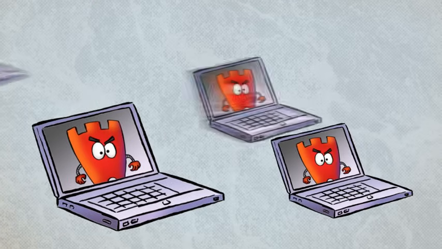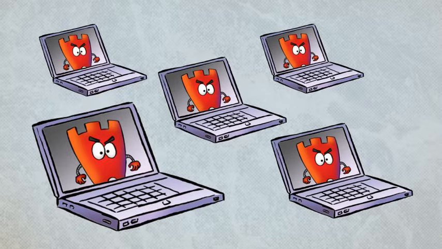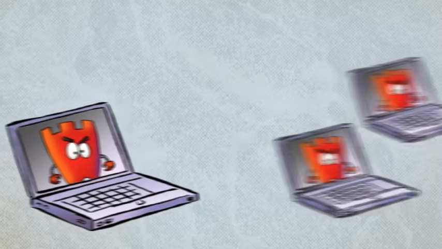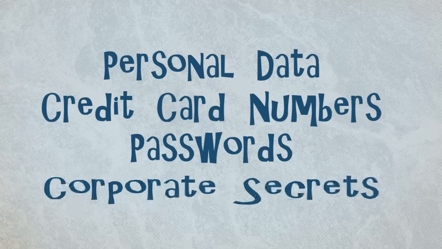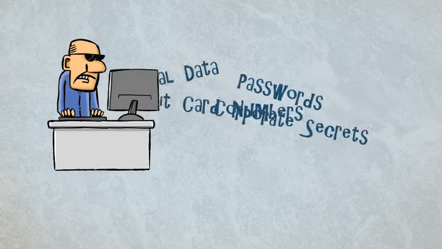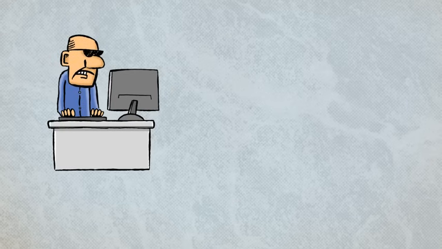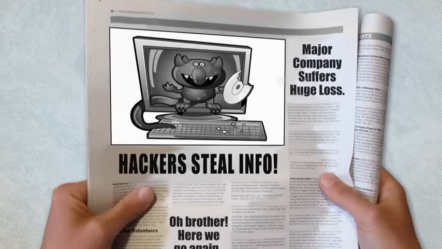Once there, it can replicate itself and spread to other computers. Most often, malware captures personal data, like credit card numbers or passwords, or corporate secrets, and it sends it back to the bad guys who created it. Those big data breaches you read about? That's right, malware.